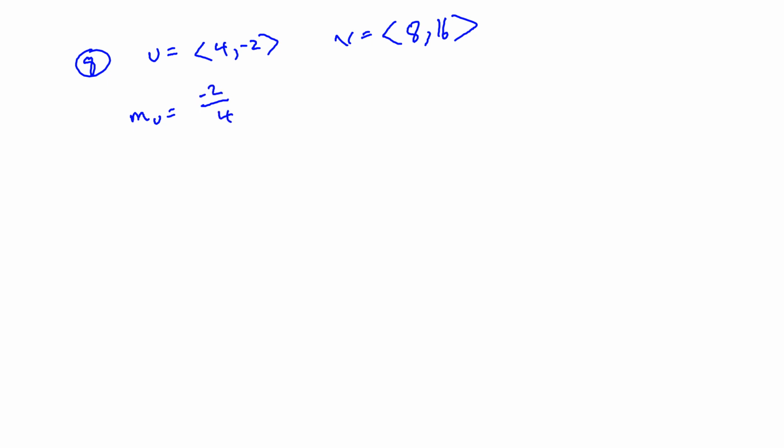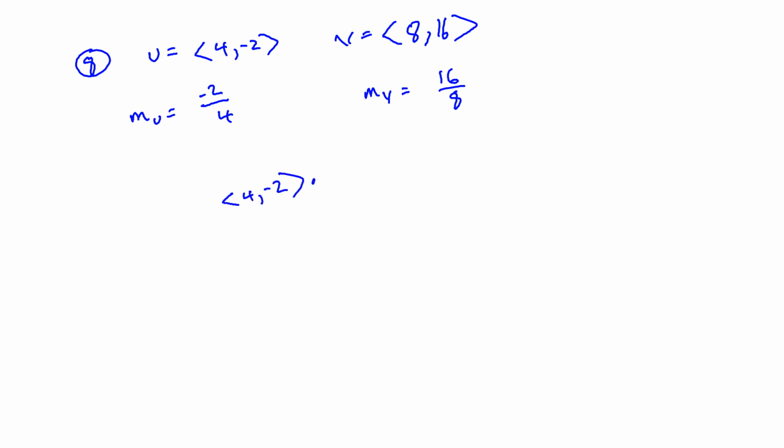So let's say we did number 8. So question 8, we have 4, -2, and the other vector is 8, 16. So let's check the slopes first. So the slope on u would be what over what? -2/4, and the slope on v would be what? Are these equal? They're not equal, so they can't be what? Parallel. They're not parallel. So to check if they're perpendicular or orthogonal, what do we do with the vectors? The dot product.